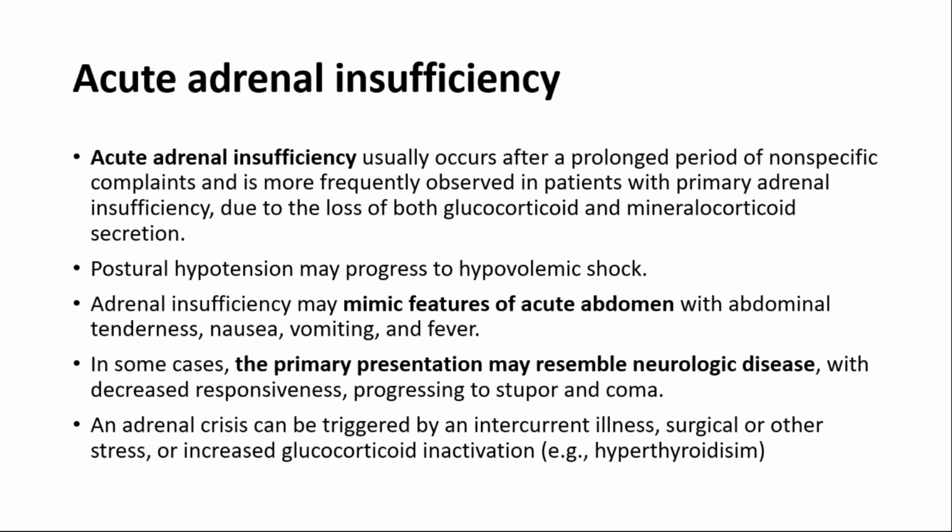Medicine people also will have to rule out acute adrenal crisis. Acute abdomen is not always a surgery case. We also have to look out for other features and the differentials for acute abdomen, and one of the most common is acute adrenal crisis. The patient will have abdominal tenderness, nausea, vomiting, and fever. And rarely, not every time, the patient can present with coma or stupor or altered level of consciousness as a neurological disorder also. It is also triggered by illness, any surgery or stress.